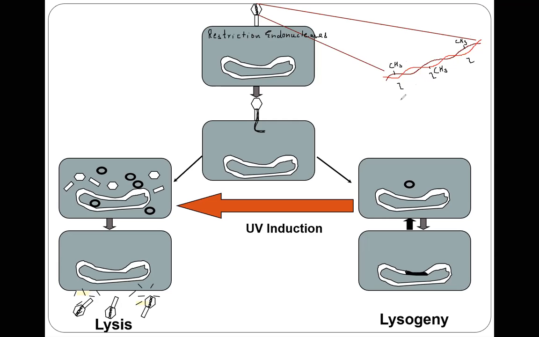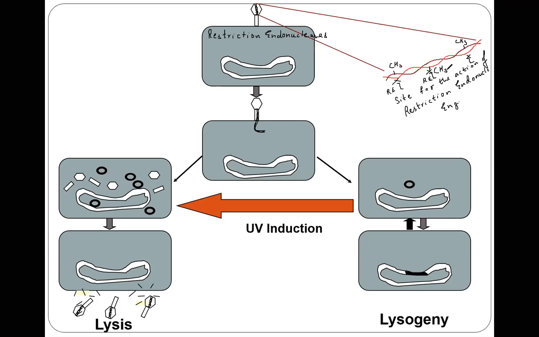This is the site for the action of restriction endonuclease. Okay, so all those sites have been methylated. Now, because the sites have been methylated, the bacterial restriction endonuclease won't be able to cut at these precise locations. They will be inhibited. This is RE, restriction endonuclease of the bacteria.